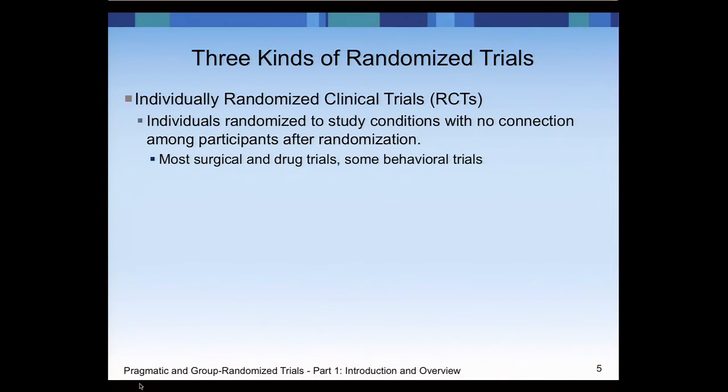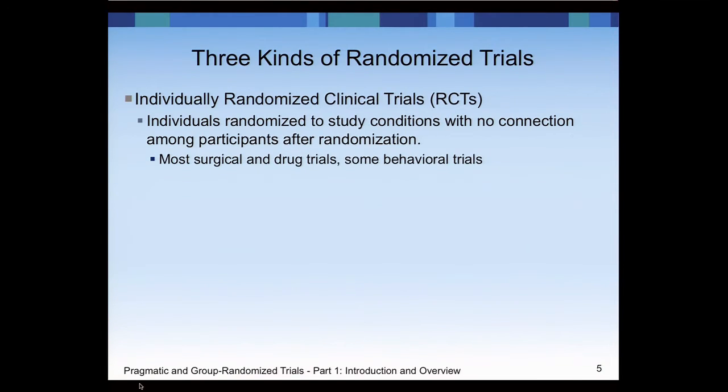I'm going to share with you my organization of randomized trials in public health and medicine. And I see 3 general categories or kinds of randomized trials in public health and medicine. The first of which you should already be familiar with. These are individually randomized clinical trials, often called randomized control trials or randomized clinical trials. I use all of those terms interchangeably.